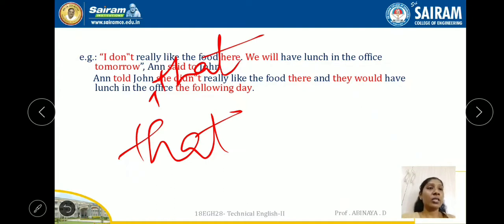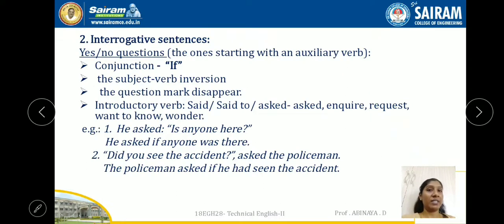Let us move to the next thing, interrogative sentences. There are two types of interrogative sentences, as I already told you. One is yes or no questions and the other is WH questions. First let us see yes or no questions. The conjunction word 'if' has to be used, like we used 'that' in the statement. This 'if' we have to use here. Yes or no questions usually start with an auxiliary verb only. So what are the changes?